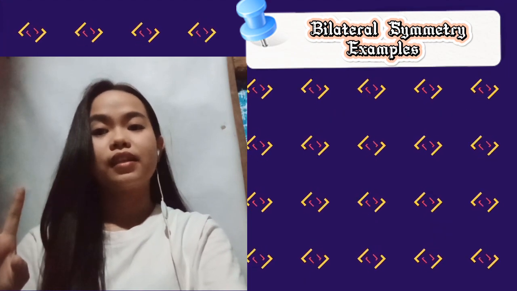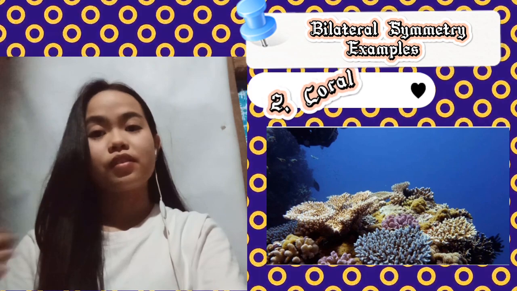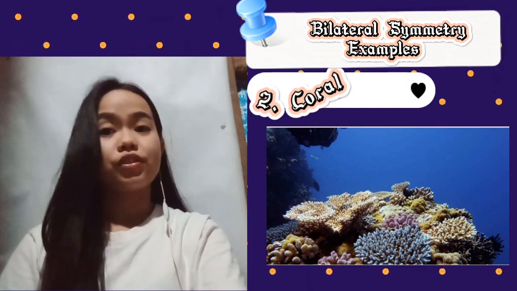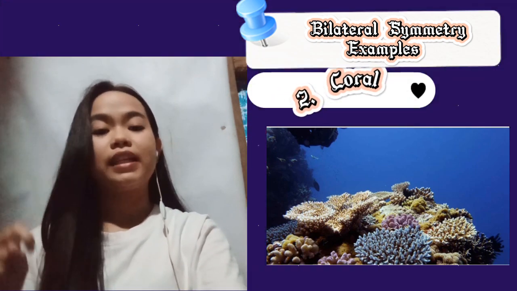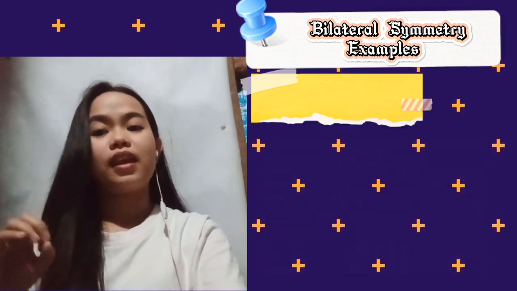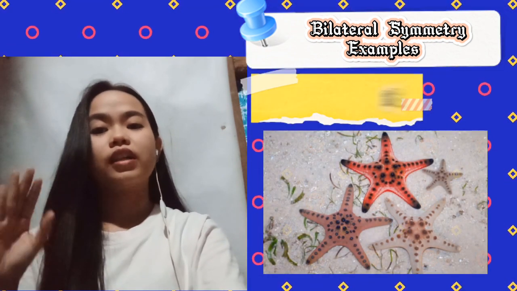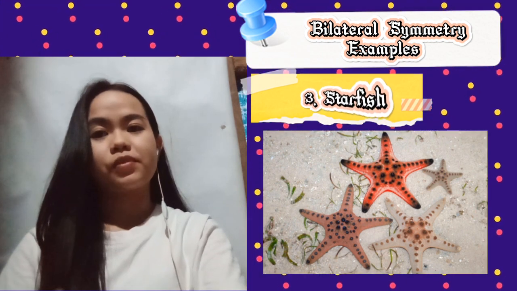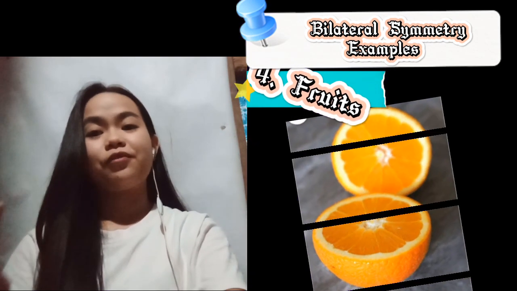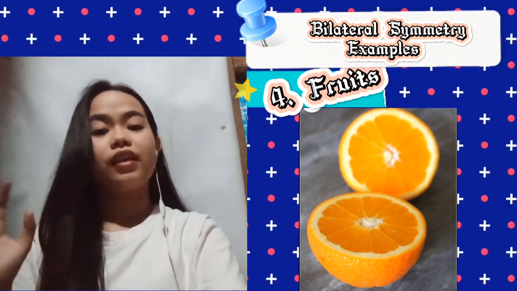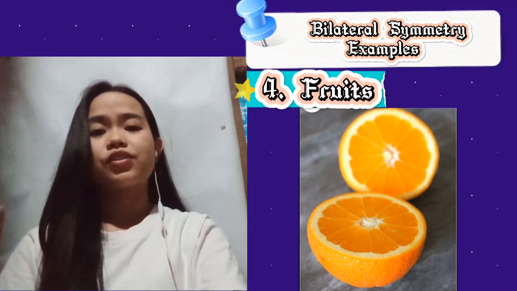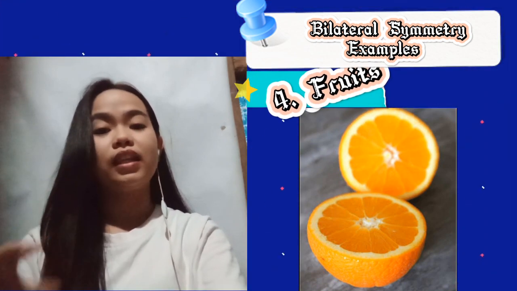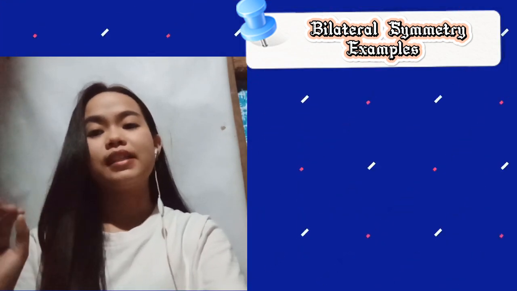The second one is the coral. The animals in these groups are aquatic, have stinging cells in their tissues, and as you can see in the picture, they have a radial symmetrical body design. The third one is the starfish. Key functions are coordinated in the center of their bodies, then passed down in the arms. The fourth one is the fruits. Fruits frequently have a radial symmetry. Think of an orange or apple that has been cut into edges. The seeds within the fruits are distributed in a radial pattern. And the last one is the umbrella.